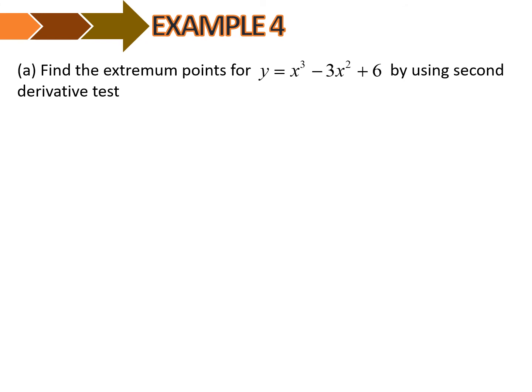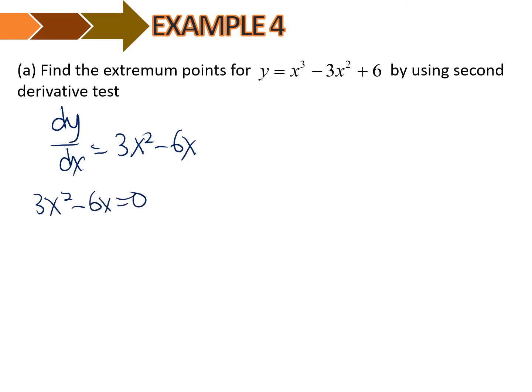by using the second derivative test. This is again similar to the previous lesson. We just want to make sure the answer is the same, even if we use the second derivative test. So we start by differentiating: dy/dx equals 3x squared minus 6x. Then we set 3x squared minus 6x equals 0. Factor this out: 3x(x minus 2) equals 0. Then we have x equals 0 and x equals 2.